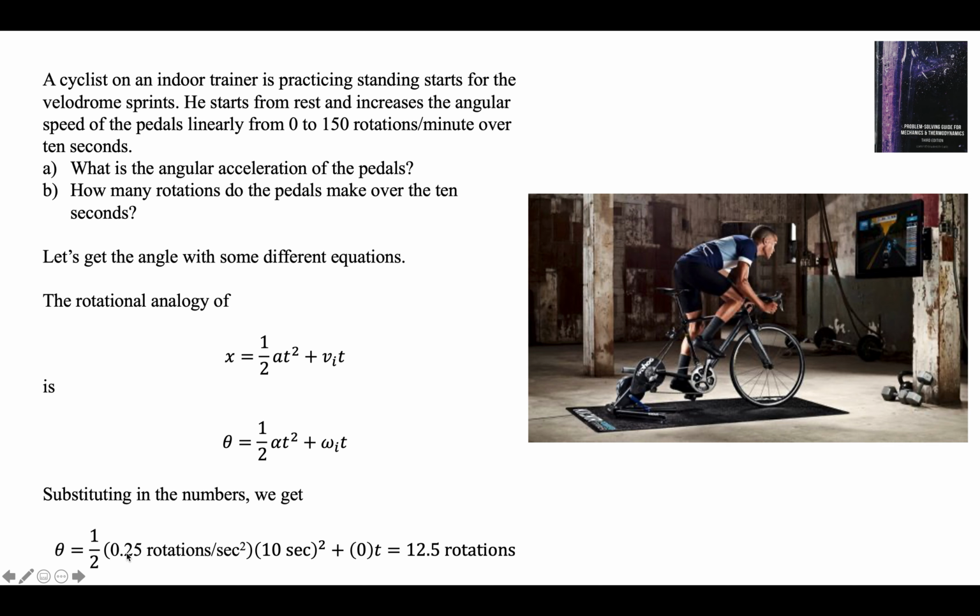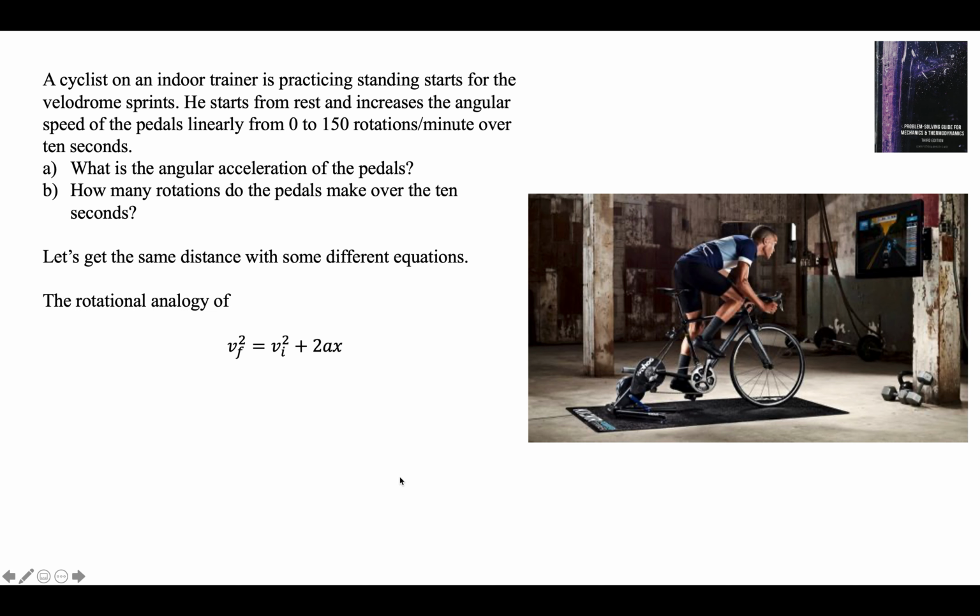The angular acceleration is 1/4 rotation per second squared. The time is 10 seconds. We're going to square that. The initial angular speed is 0. So 1/2 of 0.25 is 0.125. 10 squared is 100. The answer is 12.5 rotations, which is what we got with the average angular speed.